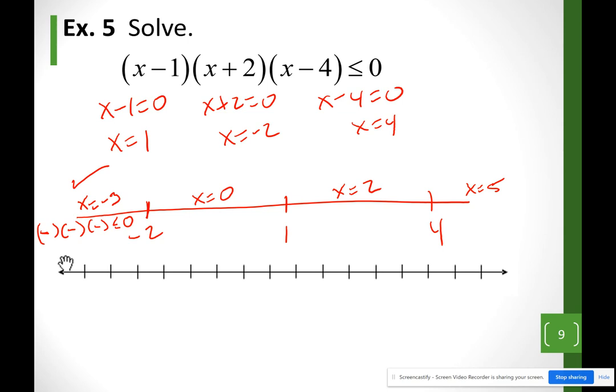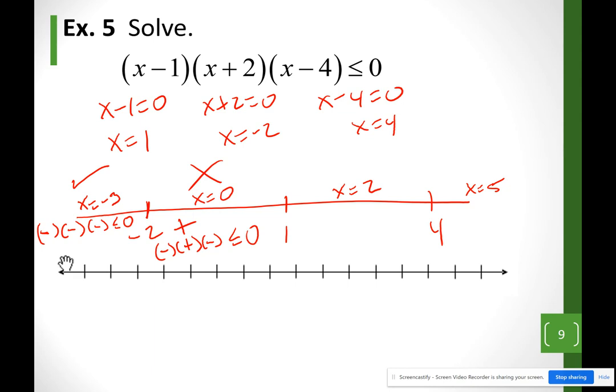All right, let's take a look at what if x equals 0. 0 minus 1, that's a negative. 0 plus 2, that's positive. 0 minus 4 is a negative. I see how many negative signs I have. I have 2 of them, which is an even number. So my result, all of this, is positive. Remember I said if the amount of negatives is an even amount, my result is positive. Now, is a positive number less than or equal to 0? Nope, it doesn't work.